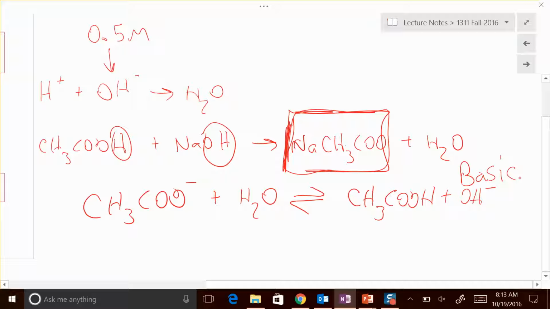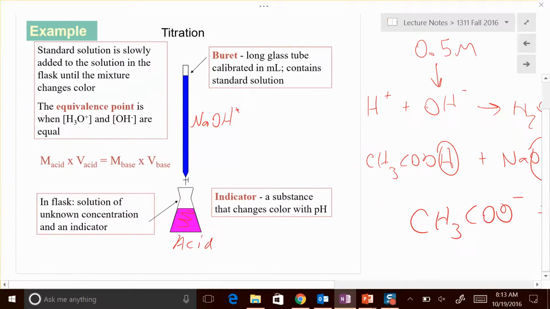Basic. So I don't choose an indicator for acetic acid that's a neutral indicator at a pH of 7. I choose a basic indicator at a pH of 8 or 9, because that's what this ends up being when it neutralizes. And we're going to see that for some of these. But the indicator will turn pink at the neutral pH if you choose the correct one for whatever you're using.